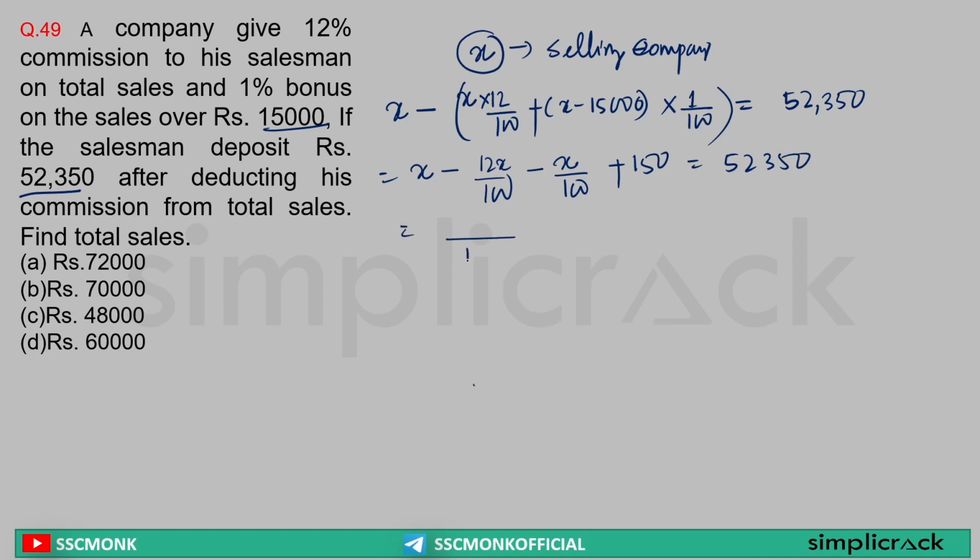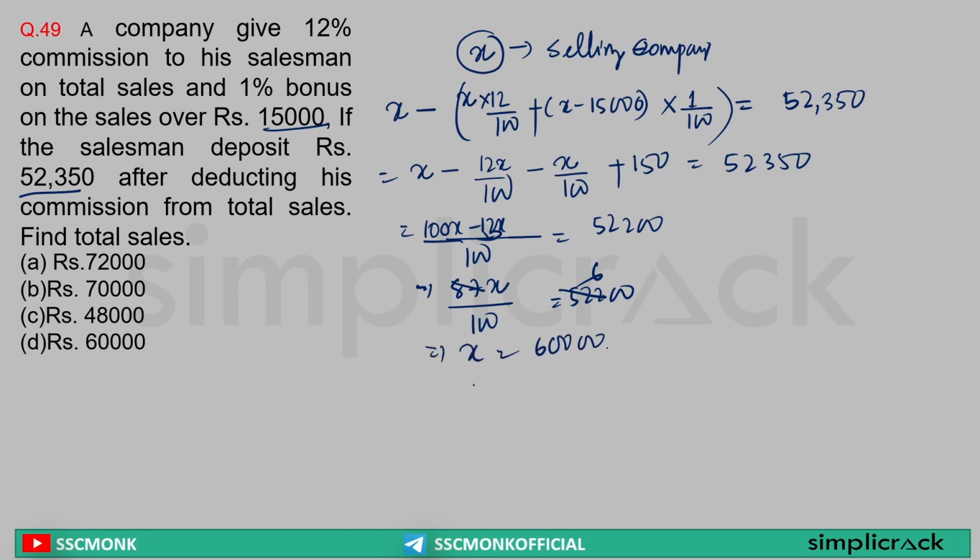So I can write 100 as the denominator. This is 100x minus 12x minus x, so directly written 13x is equal to 52,350 minus 150, that is 52,200. So this can be written as 87x divided by 100 is equal to 52,200. 87 goes into 522, 6 times. So the value of x is 600 into 100, that is 60,000 rupees. So what is the total sales? The total sales was 60,000 rupees.